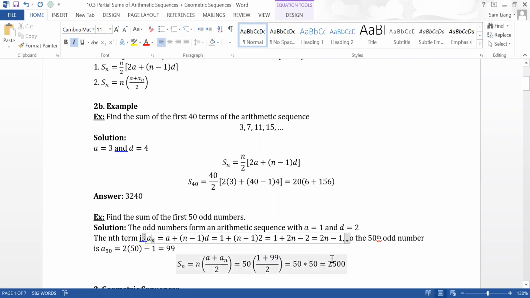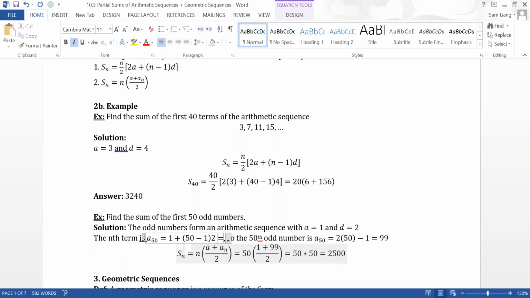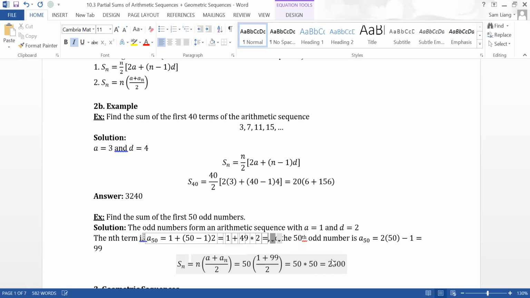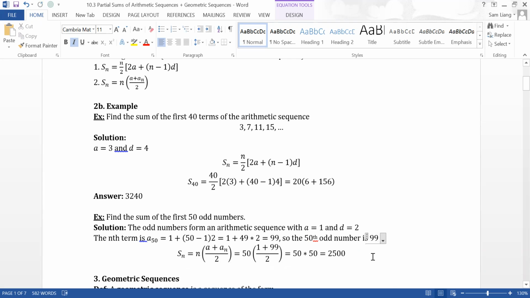Yeah, actually, let me change that. I think we didn't need to do this. 1 plus 50 minus 1 times 2. That equals 99. Okay, so yeah. It's easier.